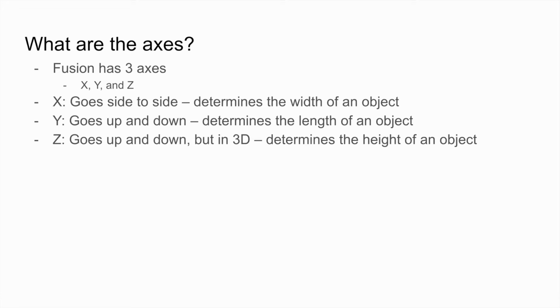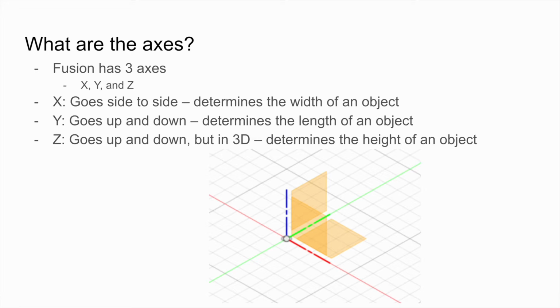Now, the z-axis, this might be the newest one for some of y'all, especially if you've never worked in 3D or have never thought about 3D type stuff before, because it can be confusing. So the z-axis goes up and down, but in 3D, and this determines the height of an object. So let's break this down even more.